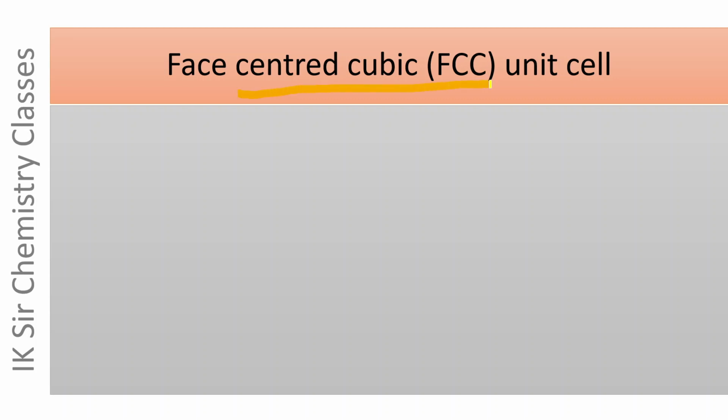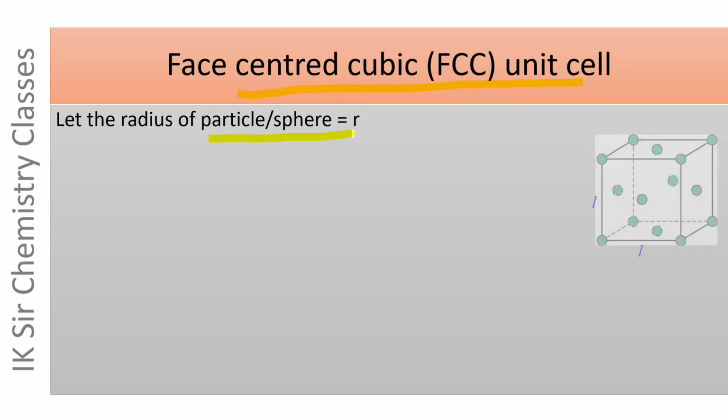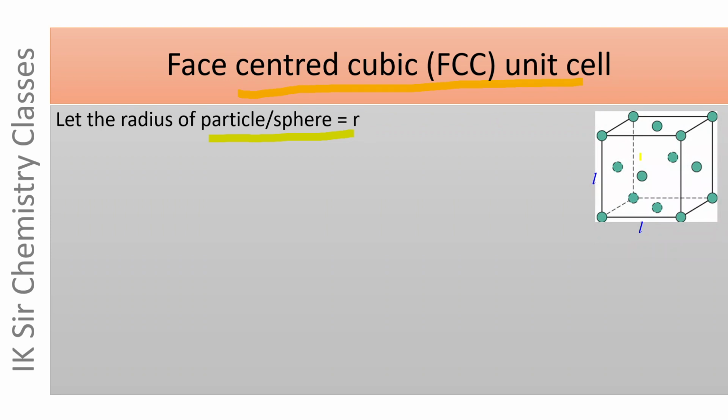Face-centered cubic unit cell, FCC unit cell. Here also the radius of the sphere is r. This is the face-centered cubic unit cell, in which particles are present at the vertices of the cube and at the centers of all the 6 faces. This is the face diagonal of the FCC unit cell, and it is equal to under root 12. This is the edge length, this is the edge length, and this is the face diagonal, and it is equal to under root 12.